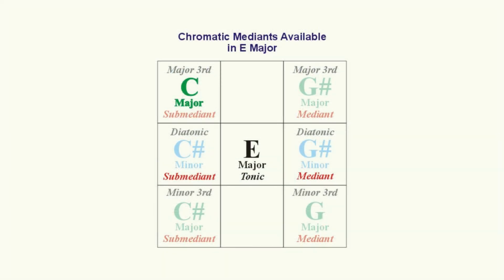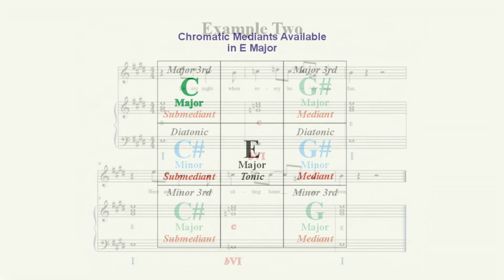This second example of a 1963 hit was written in the key of E major. The diatonic submediant in E major is a C-sharp minor triad. In its place, however, the composer substituted a C major triad.